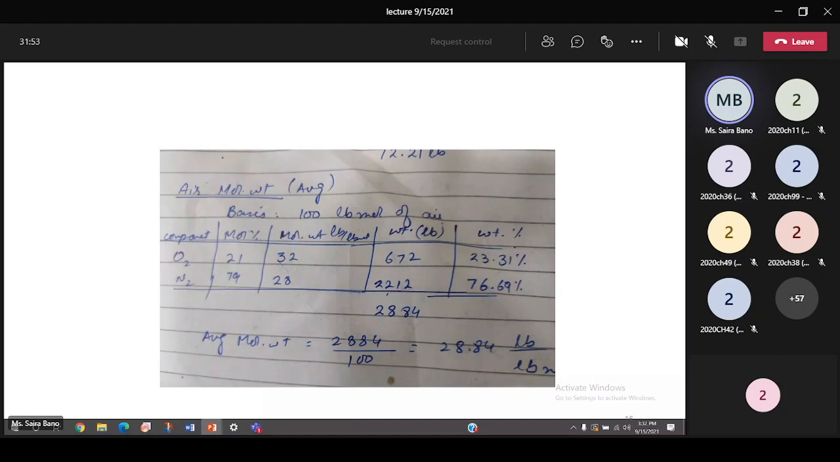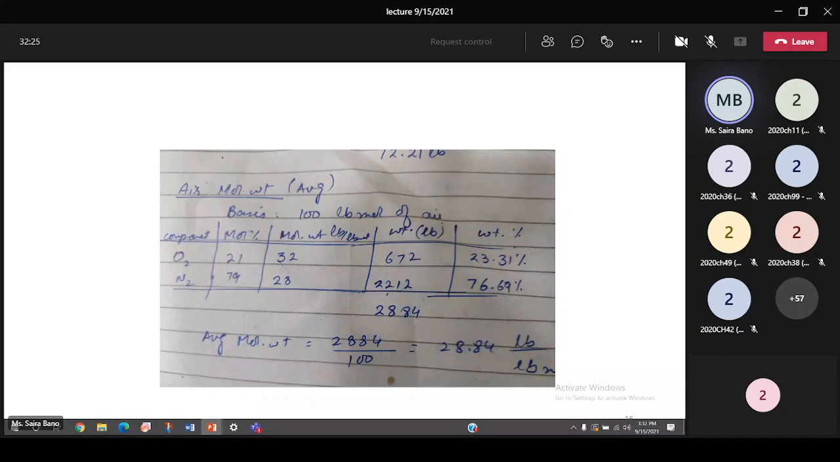So you have to take 1 gram mole of air. Then first you have to calculate the masses of both the components. So the mass of oxygen in 1 gram mole: oxygen will be 0.21 gram mole, and then you calculate its mass, 6.72 grams. Second is the mass of nitrogen in 1 gram mole of air. Since it is 79%, it will be 1 into 0.79, that is 0.79 gram mole.